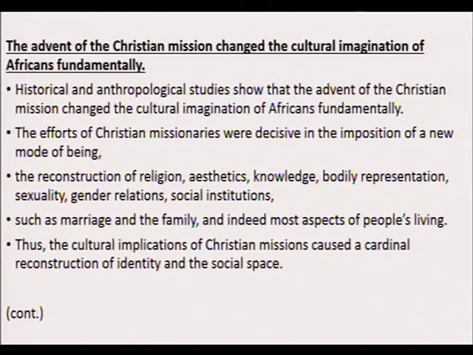The efforts of the Christian missionaries were decisive in the imposition of a new mode of being. The reconstruction of religion, aesthetics, knowledge, bodily representation, sexuality, gender relations, and social institutions such as marriage and the family, and indeed most aspects of people's living. Thus, the cultural implication of Christian missions caused a cardinal reconstruction of identity and the social space.